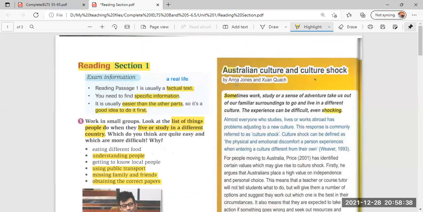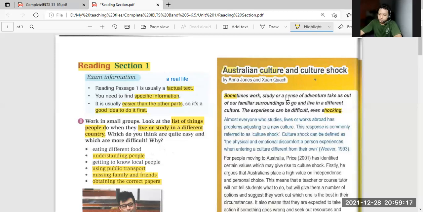Yes. Australian culture and culture shock. Can you say culture and culture shock? Culture and culture shock. Sometimes work, study, or sense of adventure takes us out of our familiar surroundings to go and live in a different culture. The adventure can be difficult, even shocking. Okay, very good. Sometimes work, study, or a sense of adventure take us out of our familiar surroundings to go and live in a different culture. The experience can be difficult, even shocking.